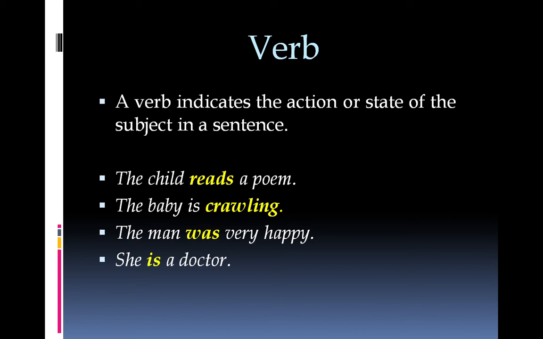So reads and crawling both are main verbs, action verbs. They are showing the action of the subject. One of them has got an object as well. The other one is without an object. Was and is. They are both linking verbs. They are indicating the state of the subject in these sentences.